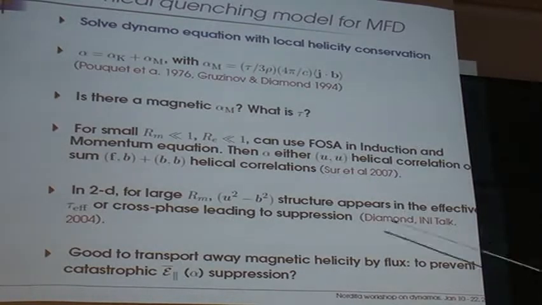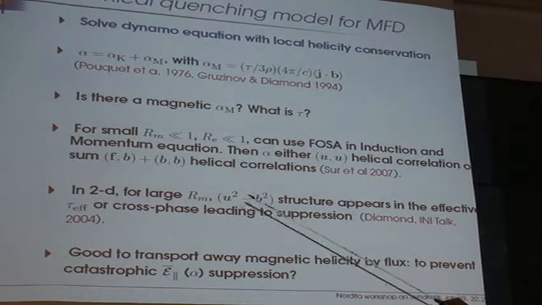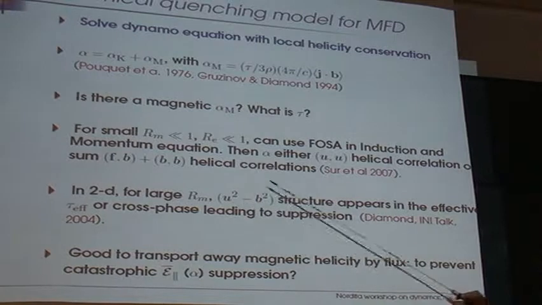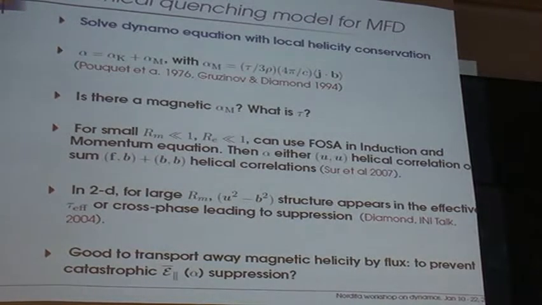Let me also mention another point, which is that you can do the same thing in 2D, and this is actually much simpler, and it has been emphasized a lot by Pat Diamond in his Isaac Newton Institute talk. In fact, his talk was called Placating Proctor, because Mike Proctor raised this issue at that time. And in 2D, instead of a renormalization of alpha, you get a renormalization of the turbulent diffusion from just depending on U squared to a U squared minus B squared structure. And it is very similar to this renormalization of the alpha effect.